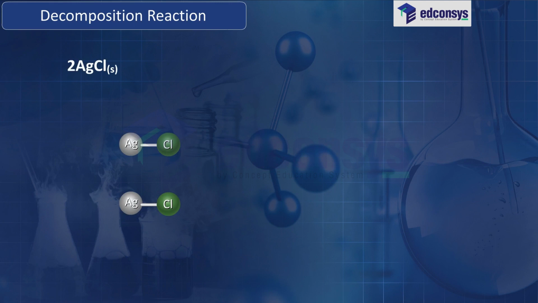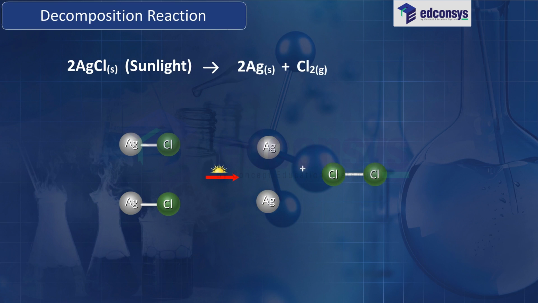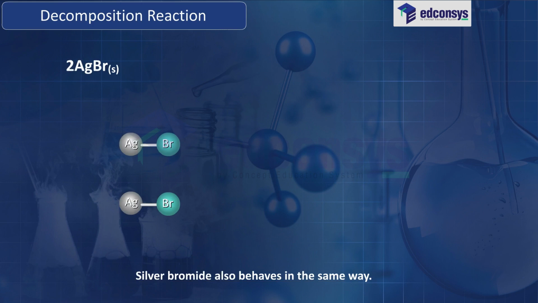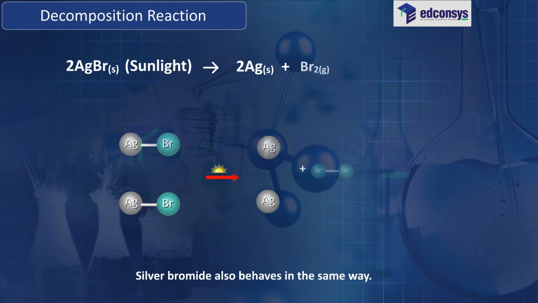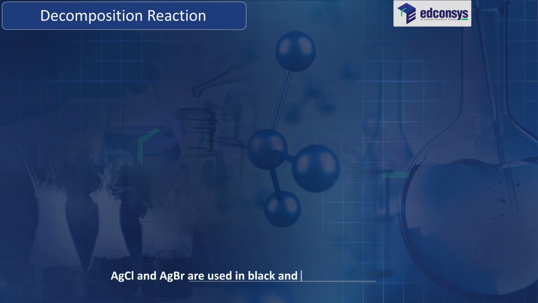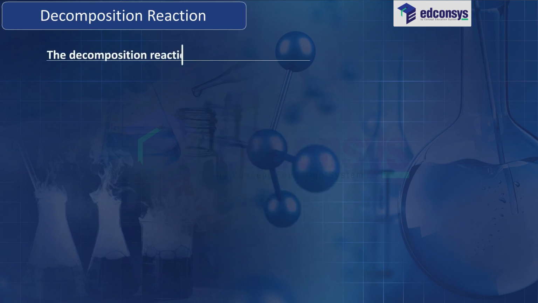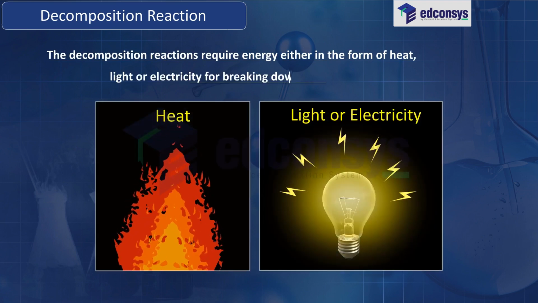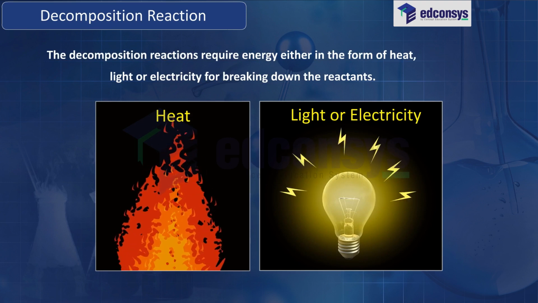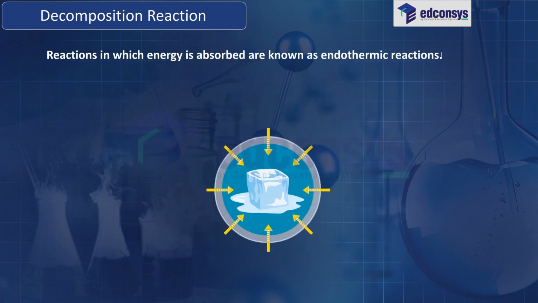2AgCl(s), in the presence of sunlight, gives 2Ag(s) + Cl2(g). Silver bromide also behaves in the same way. 2AgBr(s), in the presence of sunlight, gives 2Ag(s) + Br2(g). AgCl and AgBr are used in black and white photography. The decomposition reactions require energy either in the form of heat, light, or electricity for breaking down the reactants. Reactions in which energy is absorbed are known as endothermic reactions.